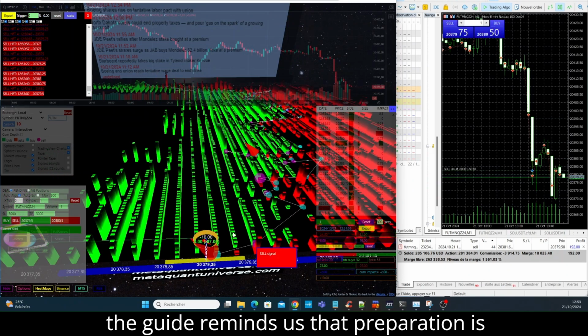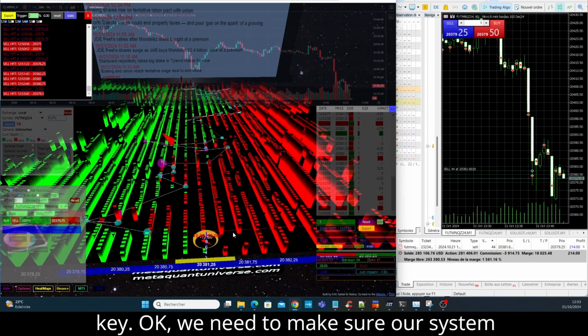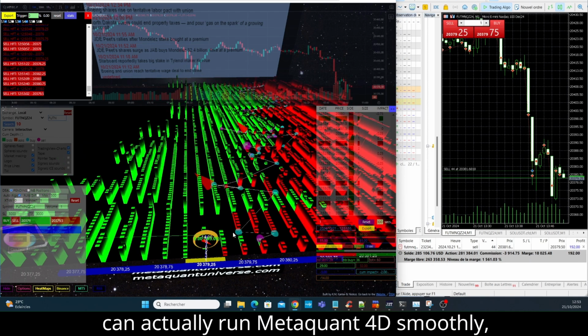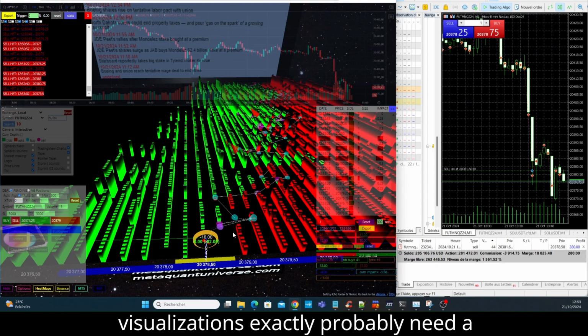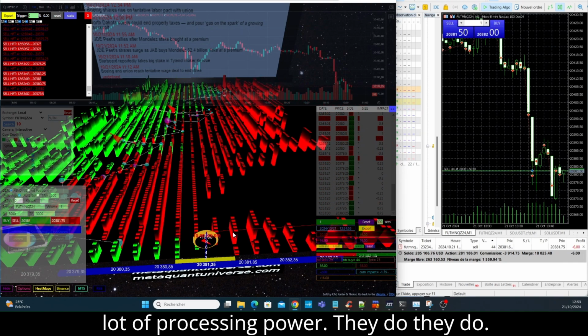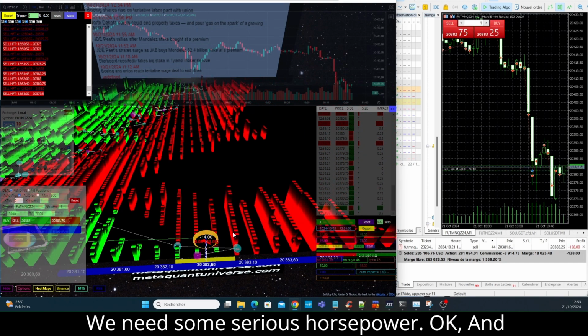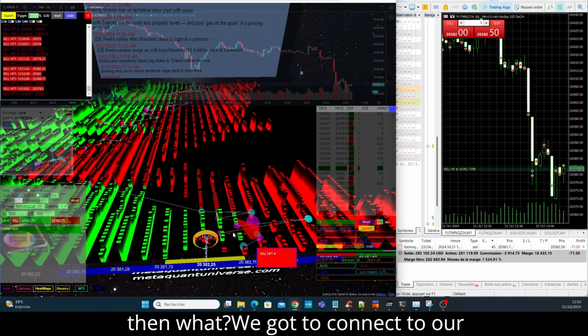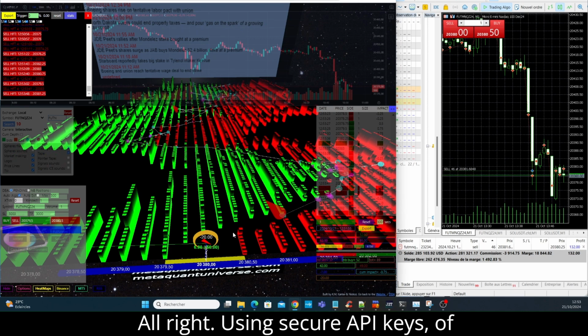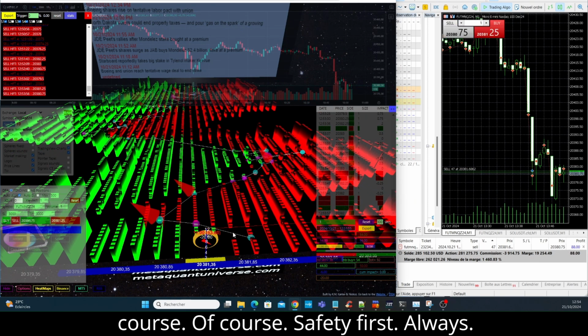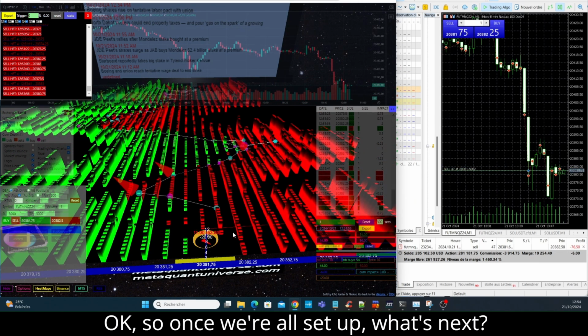Well, the guide reminds us that preparation is key. We need to make sure our system can actually run MetaQuant 4D smoothly. Right, because those powerful visualizations probably need a lot of processing power. They do. We need some serious horsepower. And then we connect to our exchange. In this case, it's Binance, using secure API keys, of course. Safety first. Always. Okay, so once we're all set up, what's next?